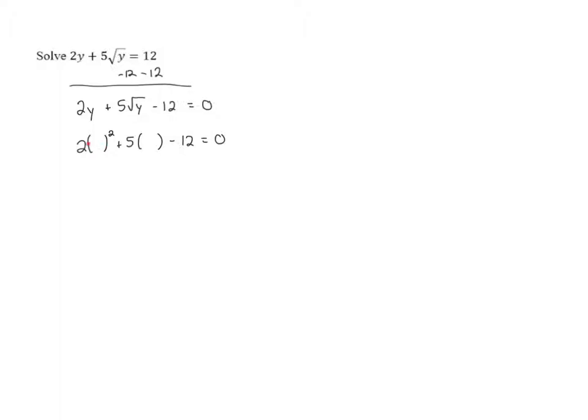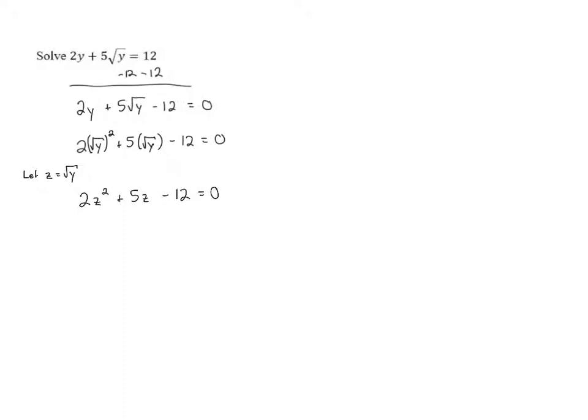So we need to take something and square it and end up with y. What can we square to end up with y? Well, the answer is the square root of y. And if we put the square root of y inside the other set of parentheses, we end up having those terms match as well. So the substitution we need to make is we need to let z equal the square root of y. When we make that substitution, this equation becomes 2z squared plus 5z minus 12 equals 0.